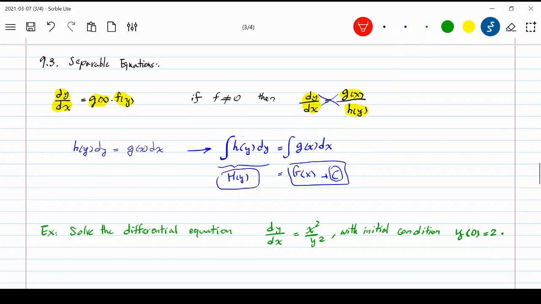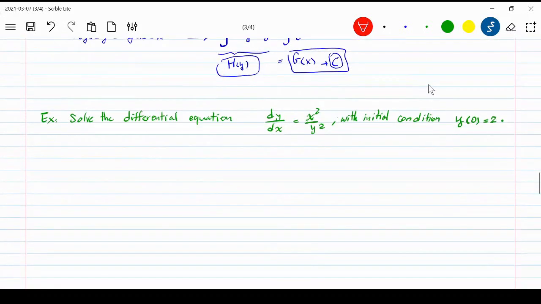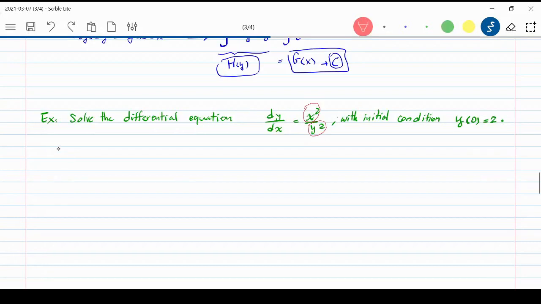Here I wrote a couple of examples to go through, and the idea is very easy. Given the differential equation dy over dx equals x squared over y squared, you notice that we have a function of x divided by a function of y. These two are separated from each other. Then with the initial condition, we want to find the particular solution to this equation. First, let's find the general solution.